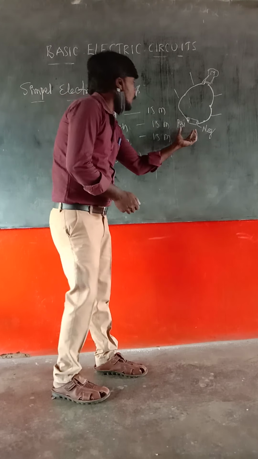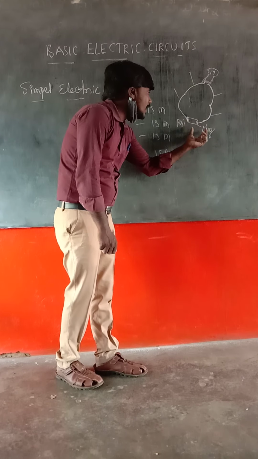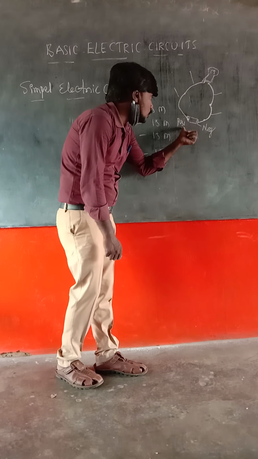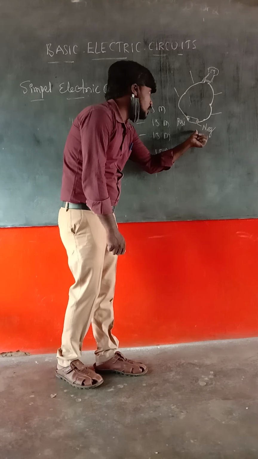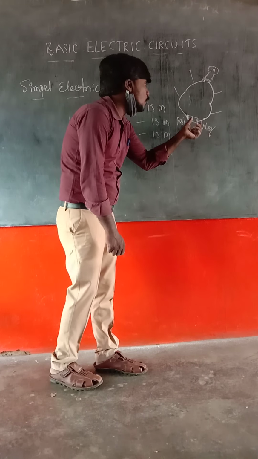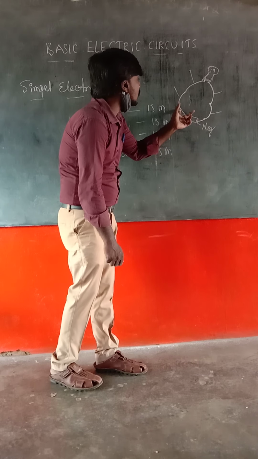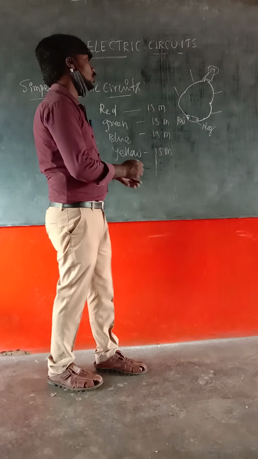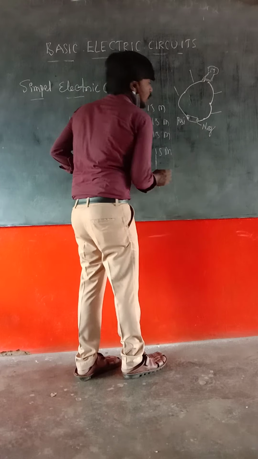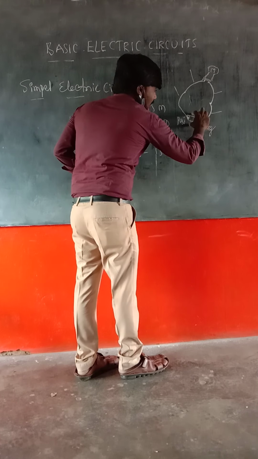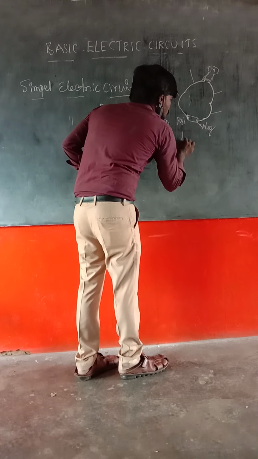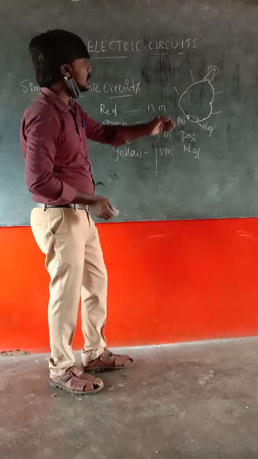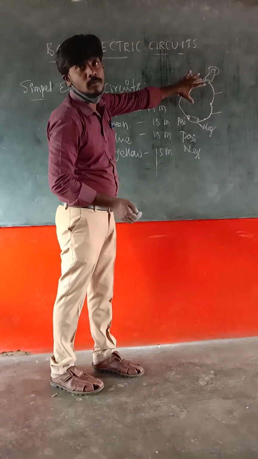Why? Because the positive terminal is connected with one wire and the negative terminal is connected with one wire. Electricity, or electrons, pass through that wire, so the bulb will glow. And one more example: suppose both terminals of the bulb are positive or both are negative. What happens? The bulb will not glow.